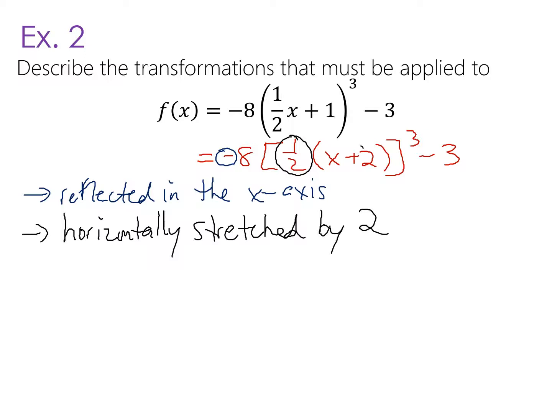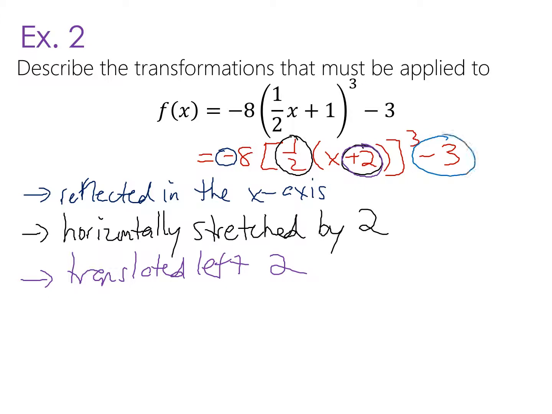The next thing we hit, the positive 2. Meant to use purple. Positive 2, which means shifted or translated left 2. And then we have our minus 3, translated down 3. And there's all of our transformations described.